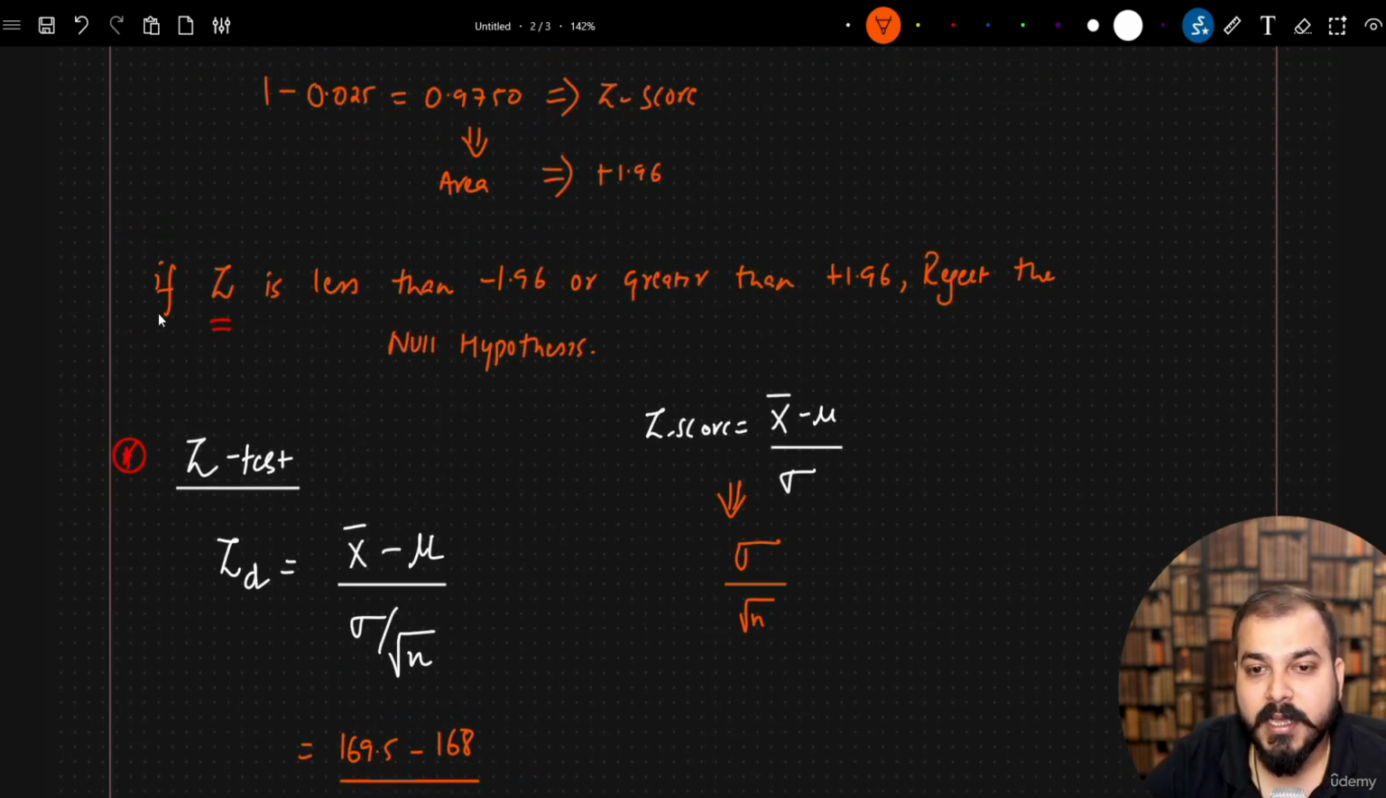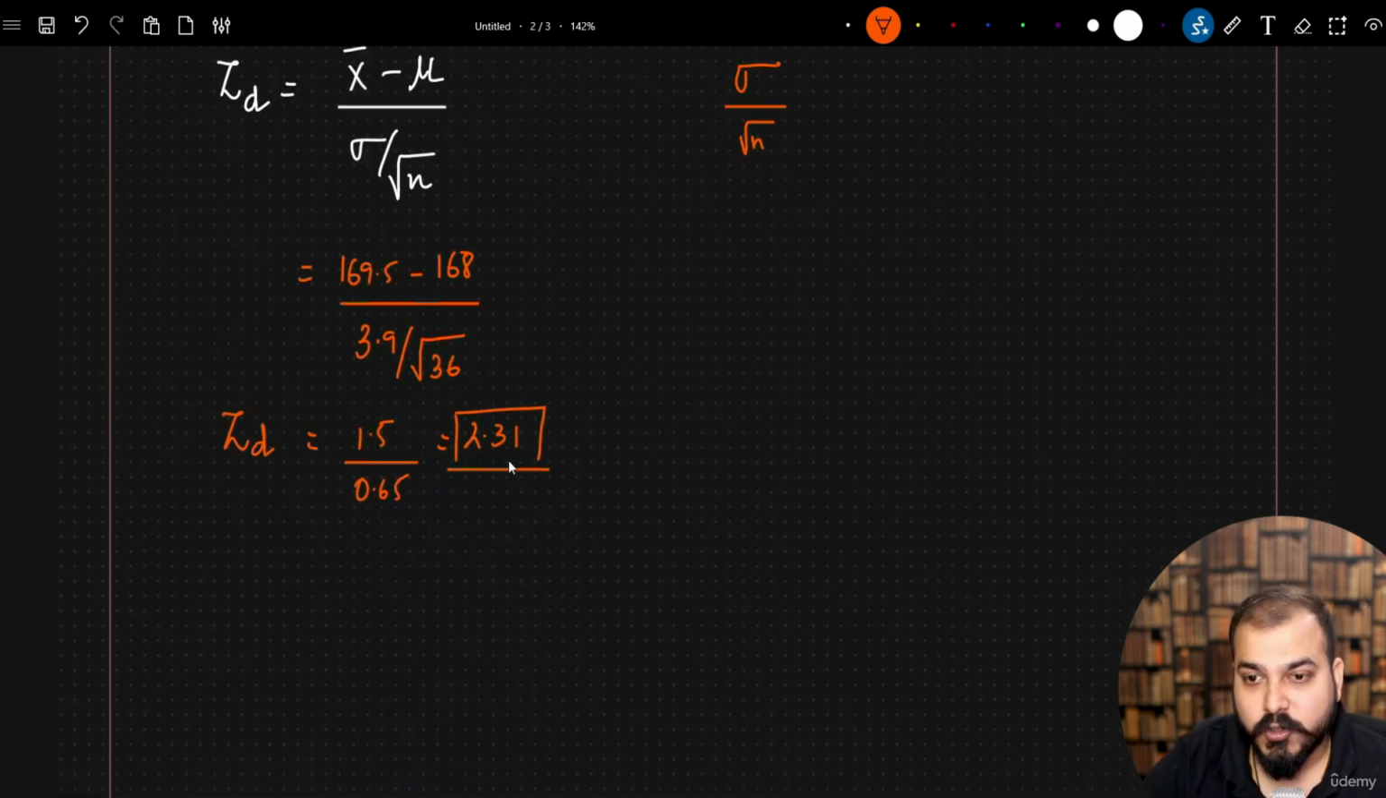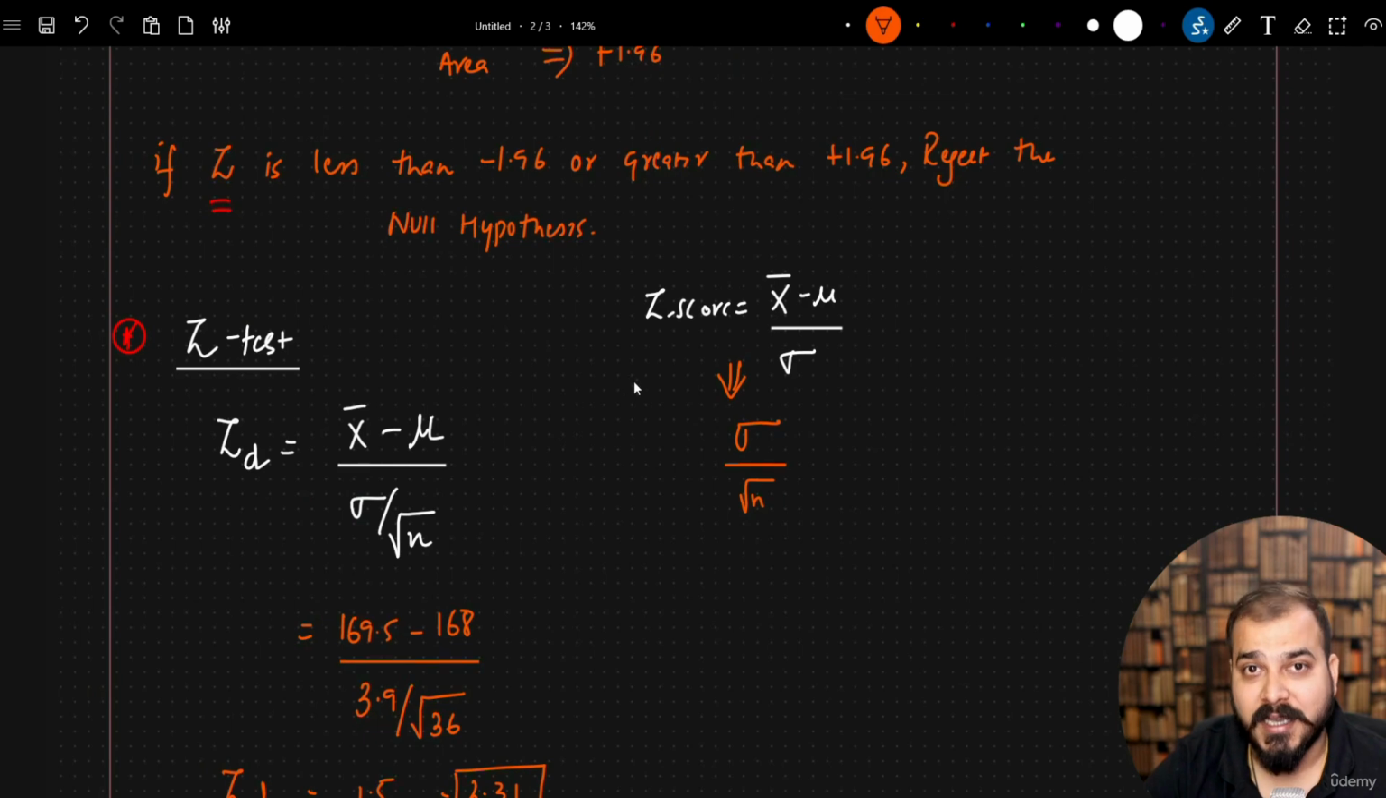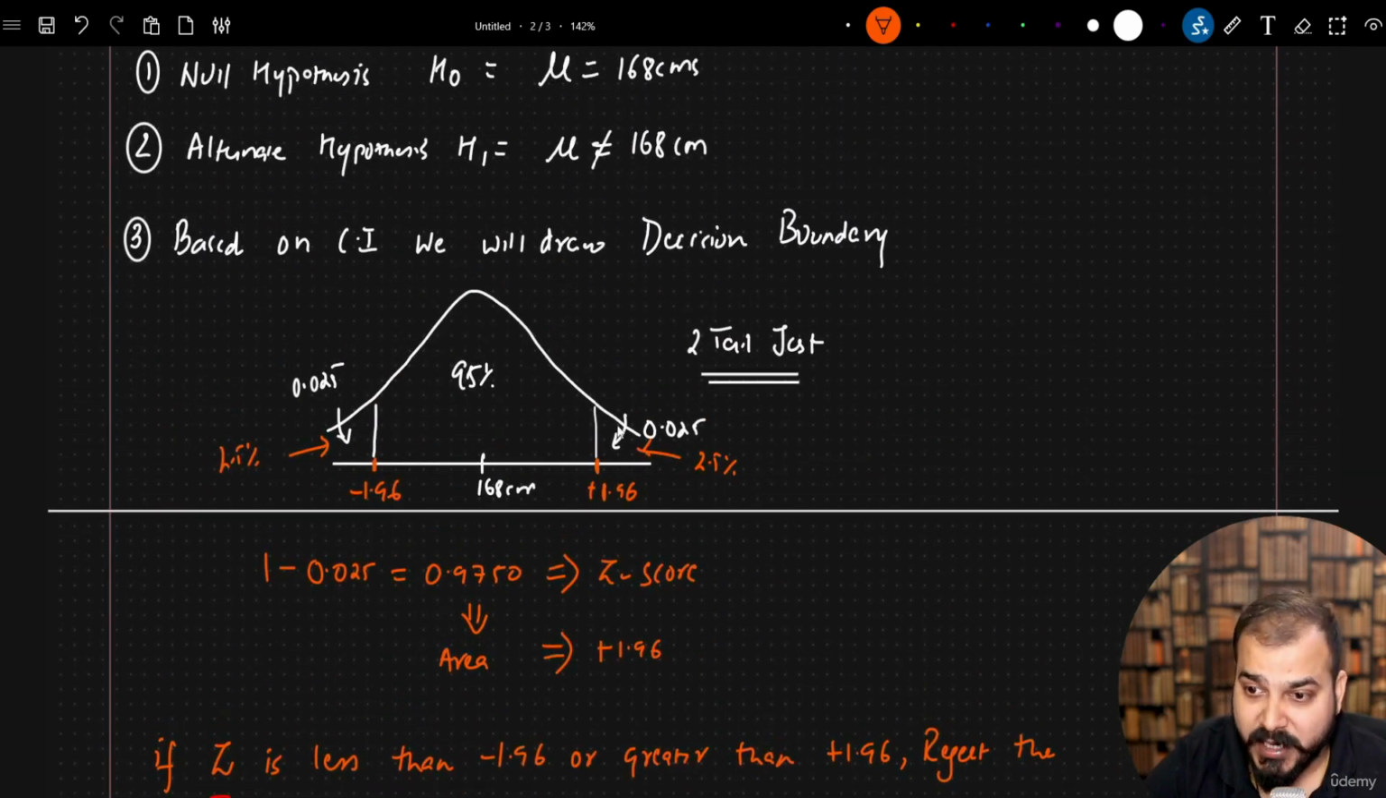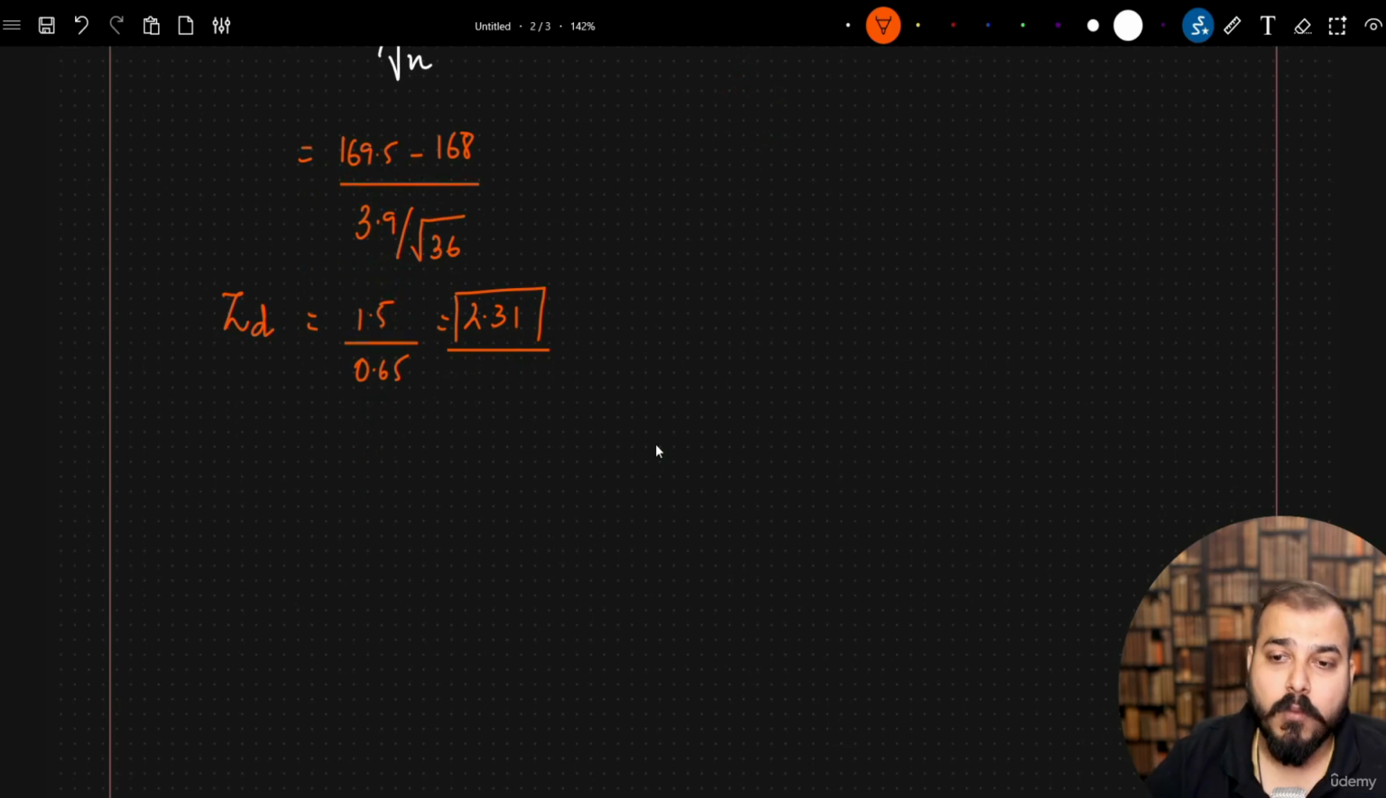We have written the conclusion. If Z is less than minus 1.96 or greater than plus 1.96, we reject the null hypothesis. Is 2.31 greater than 1.96? Yes. So it is basically coming to the extreme end, right? Now, since it is coming to the extreme end, what do we do?